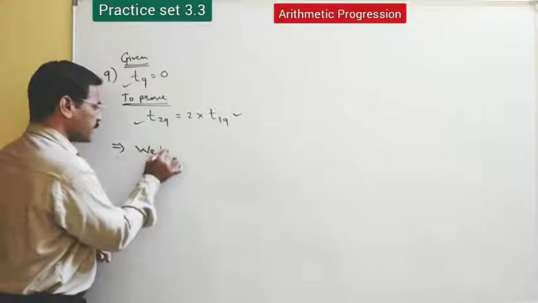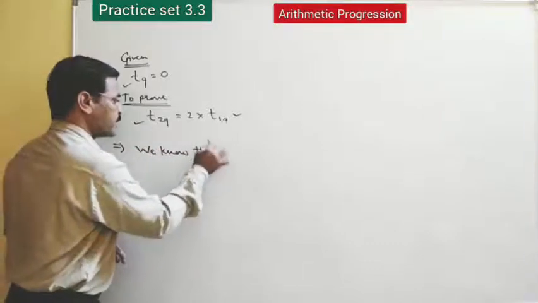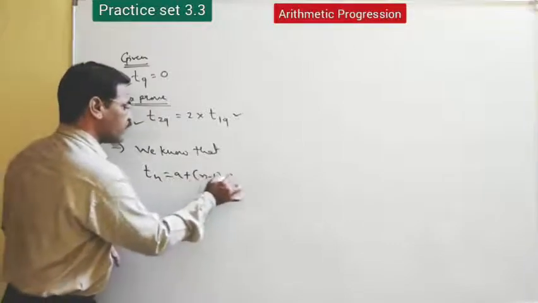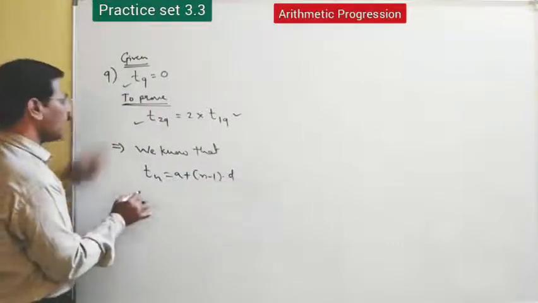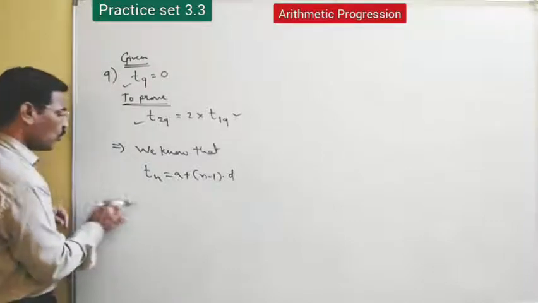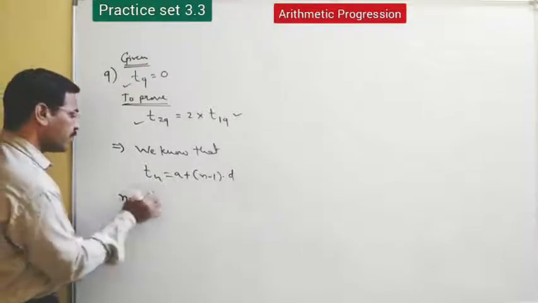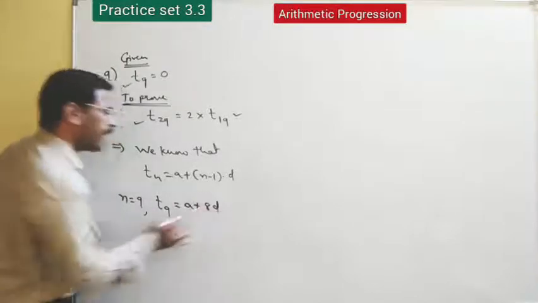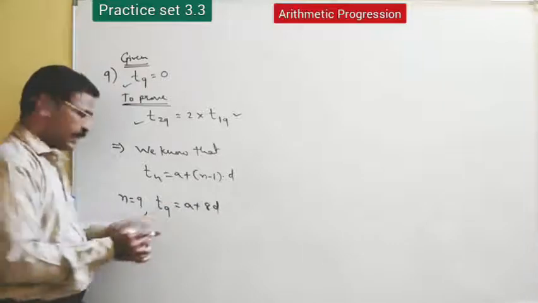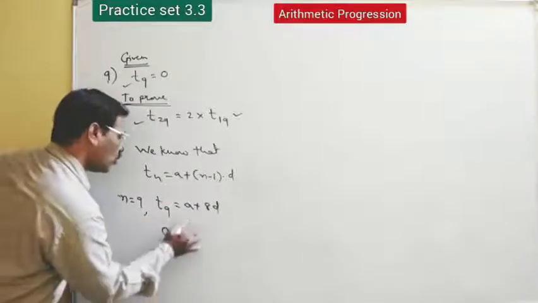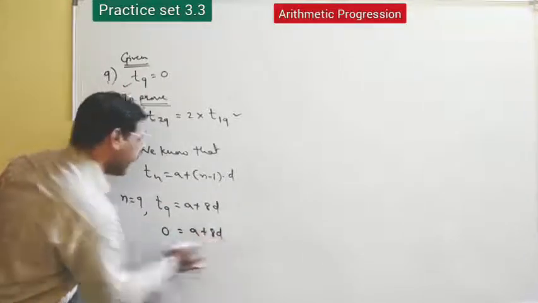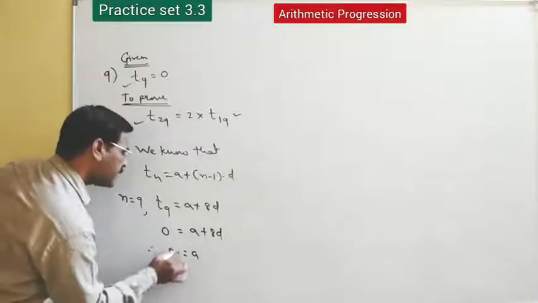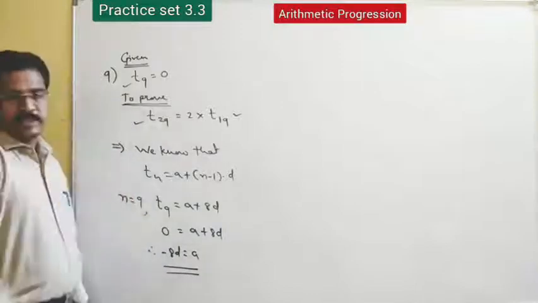We know that. Yes, what we know, Tn is equal to a plus n minus 1 into d. So first of all, we need n is equal to 9. We'll put here. That is T9 is equal to a plus, may I write 8d directly? Because 9 minus 1 is 8. So this T9 is 0. So a plus 8d is 0. Therefore, we can find value of a, that is minus 8d. Keep this as it is.